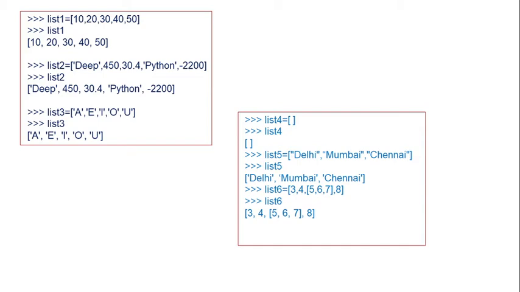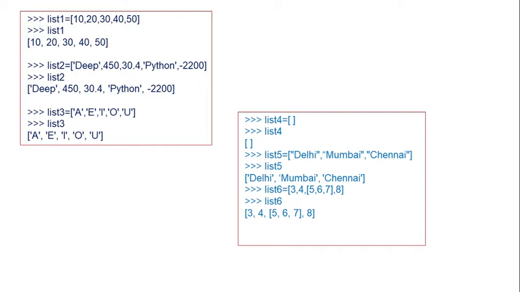3, 4 and 8 are normal elements of list 6, but 5, 6 and 7 become a part of a list inside a list. So list 6 prints 3, 4 and 5, 6, 7 in another square brackets because that itself is a list, then comma 8. Hope you get the idea and the working of all this.